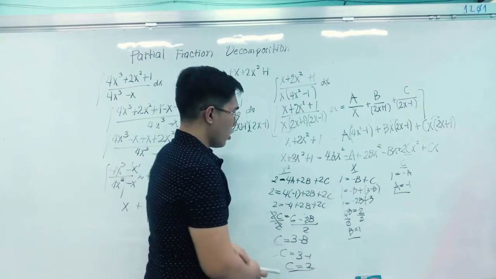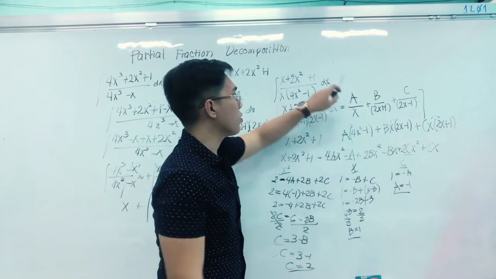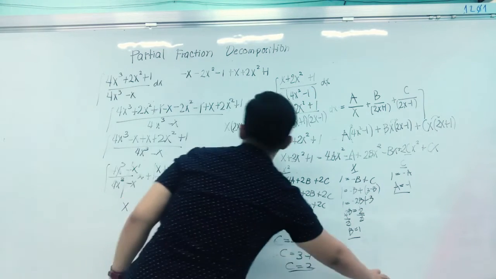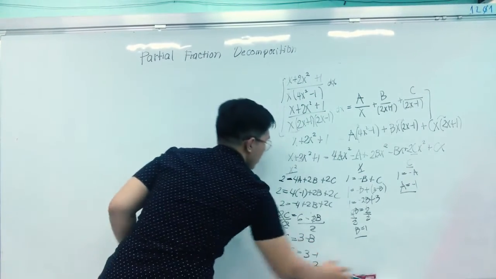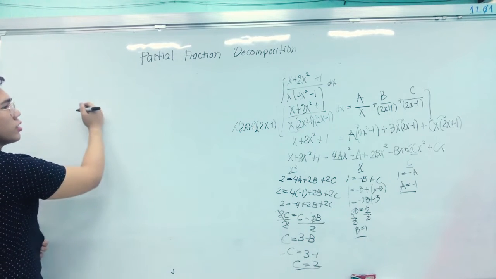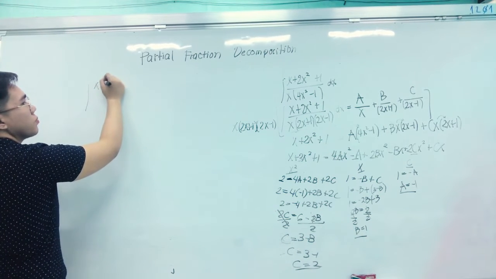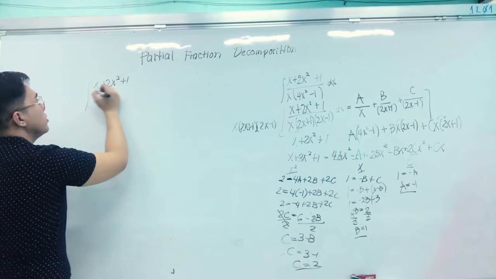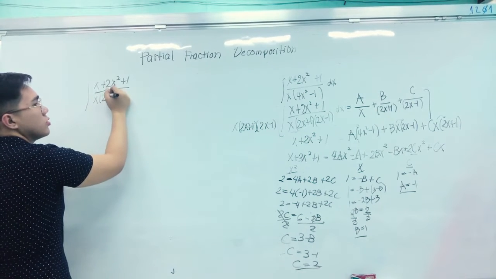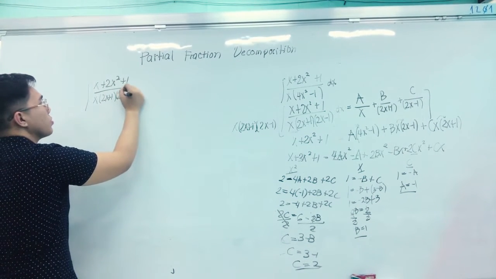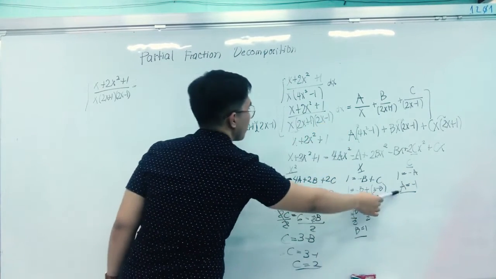Now since we have found the values for constant c, constant b, and constant a, we substitute it back into the original formula. So let's now try substituting back. Our original equation is integral of x plus 2x squared plus 1 all over x times 2x plus 1 times 2x minus 1 is equal to, instead of a, we now substitute the value of negative 1.